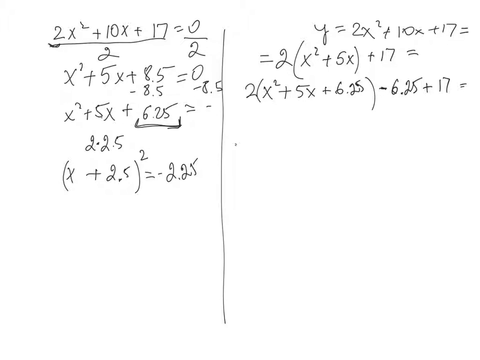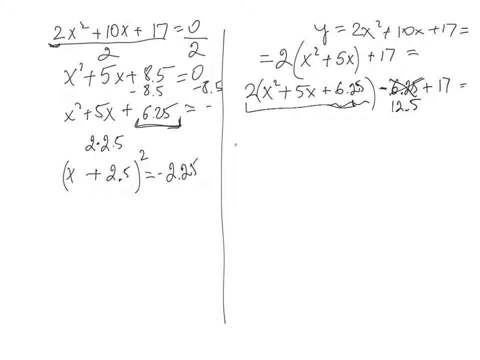Okay. So the mistake I made is what really makes this procedure pretty hard. When I added this 6.25, I added it inside the parentheses. So in fact, I added double that. But I subtracted only 6.25. So I need to subtract as much as I added, which is 2 times 6.25, which is 12.5. All right. And 17 was never inside the parentheses, so it's just a 17.